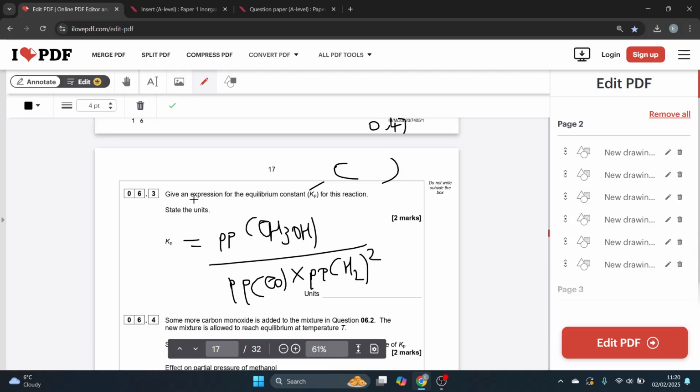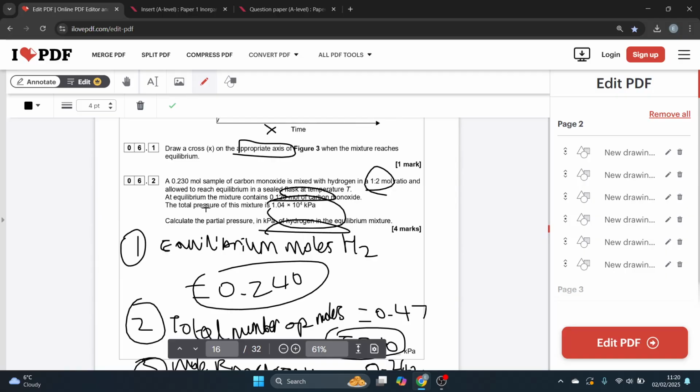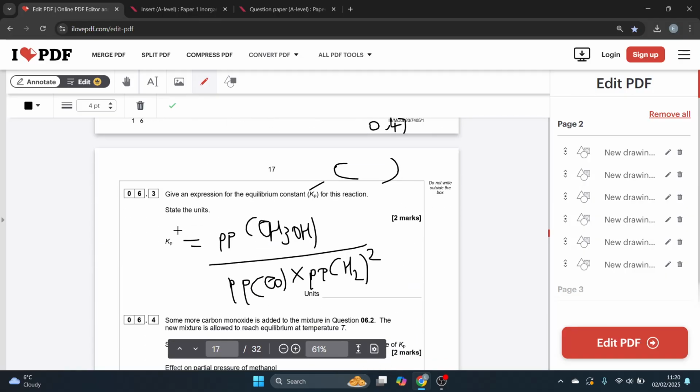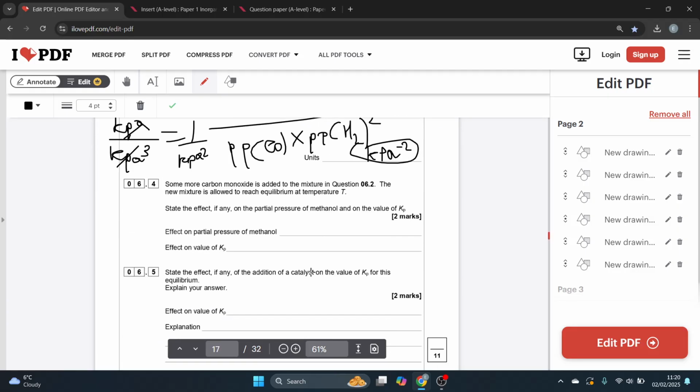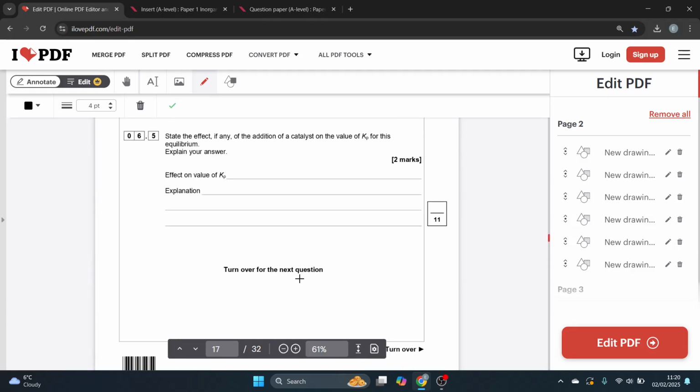And these little tricks you need to be able to spot. Then it says state the units. Well, I'm working with kilopascal, right? So it's just going to be kilopascals divided by kilopascals times by kilopascals squared, kilopascals cubed. That will give me 1 over kilopascals squared, and that is the same as kilopascals to the power minus 2. Then it says 6.4, and then, yeah, that's it.